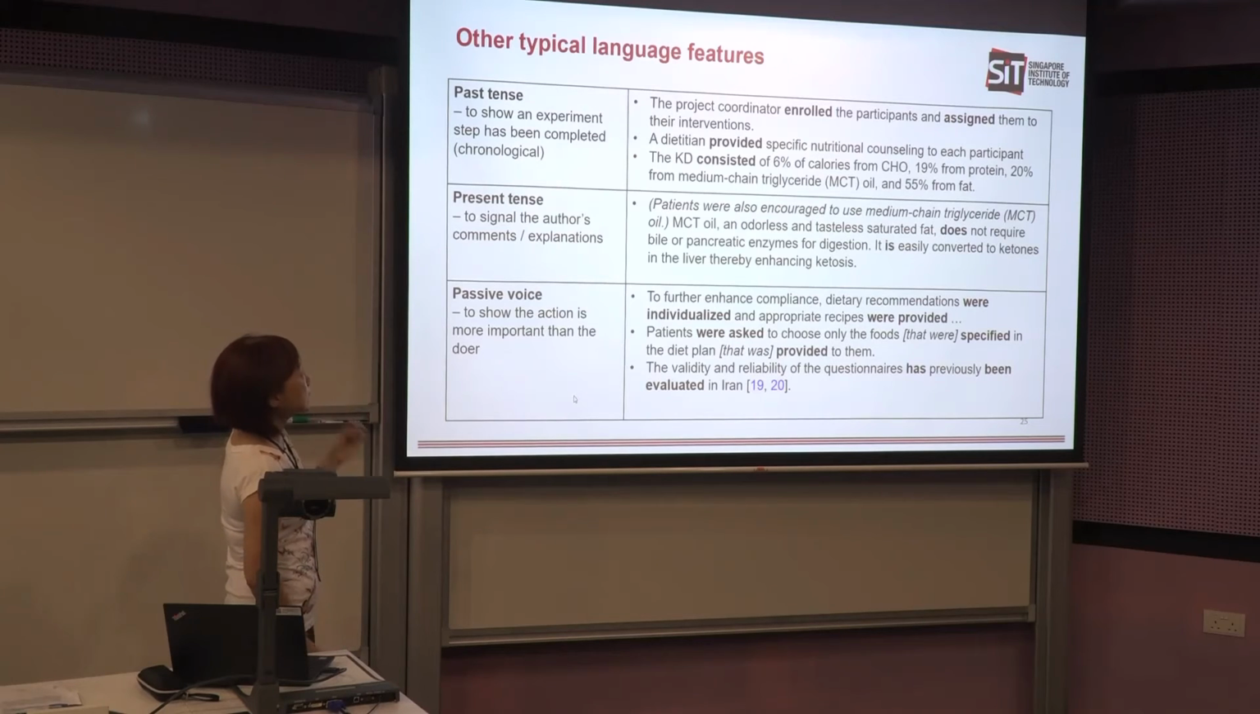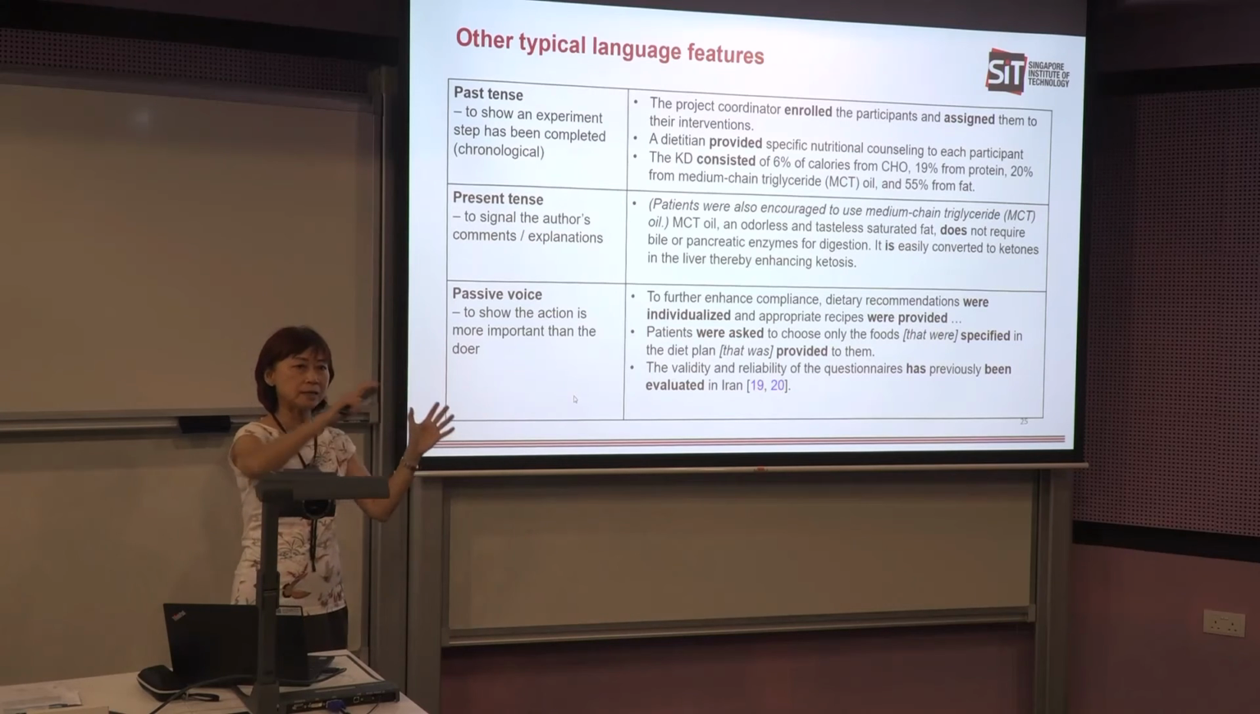And finally, you've got tenses: past tenses, also to show, of course, chronology, to show that the step has been completed, or the present tense. So here you've got one example from Kodabashi. Patients were encouraged to use medium chain MCT oil, an odorless and tasteless saturated fat that does not require.